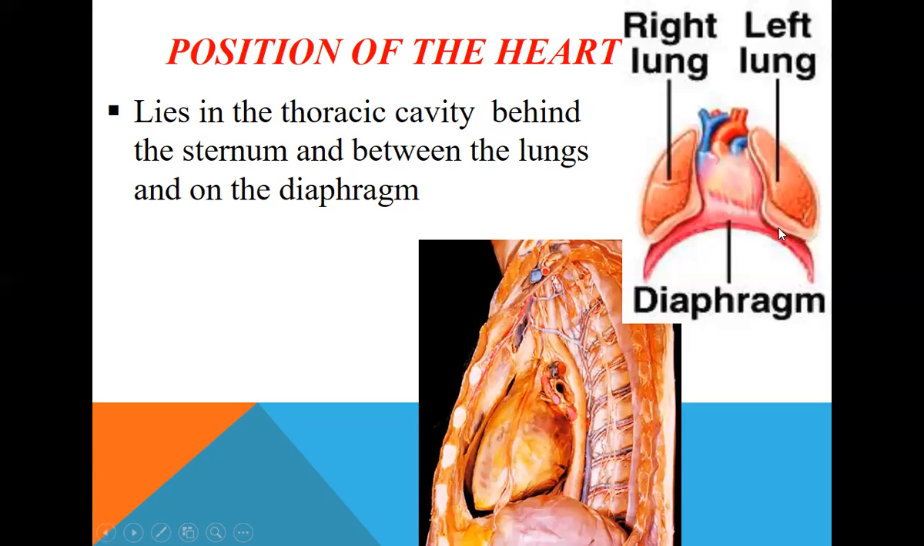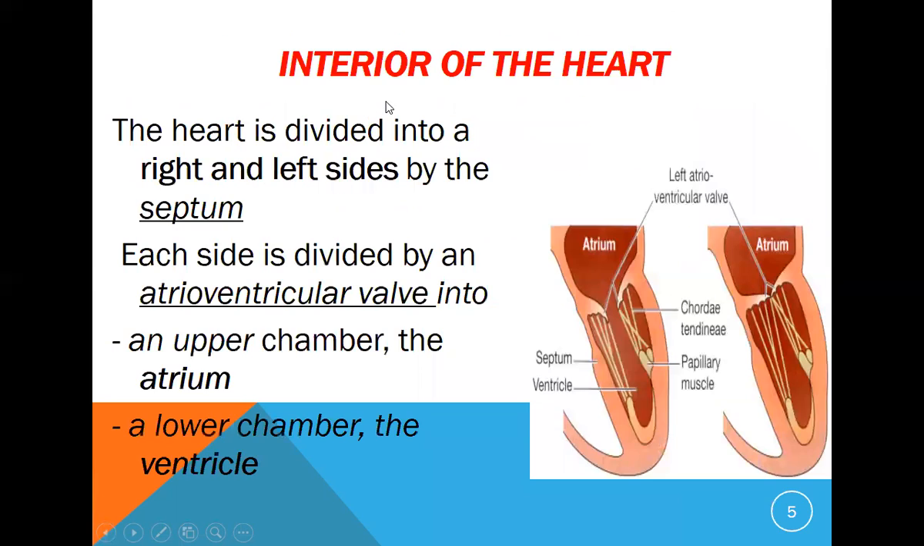Diaphragm is below, over which the heart is sitting. So it is on the diaphragm. So this is the position of the heart. It is within the chest cavity, behind the sternum and the ribs, between the two lungs and above the diaphragm. That is the position of the heart.